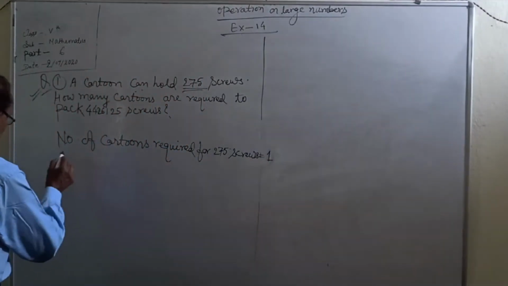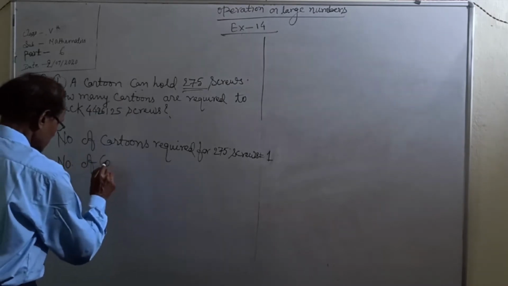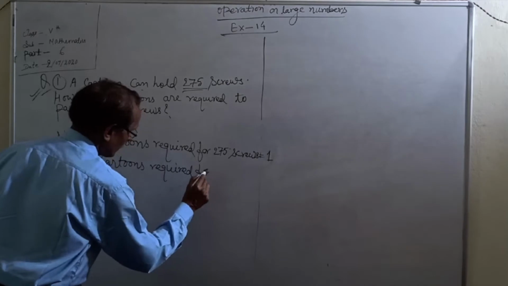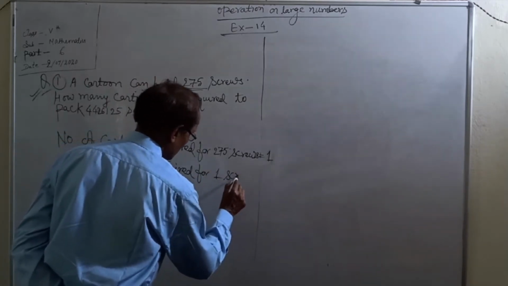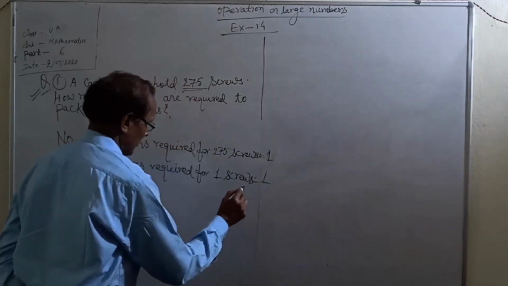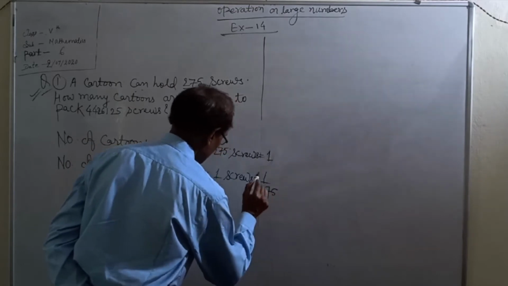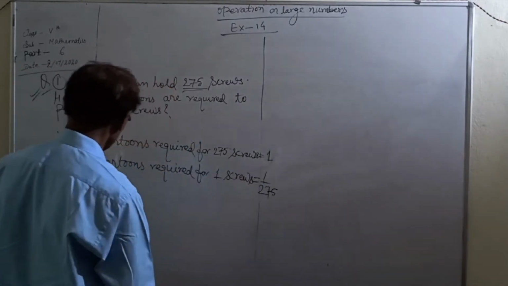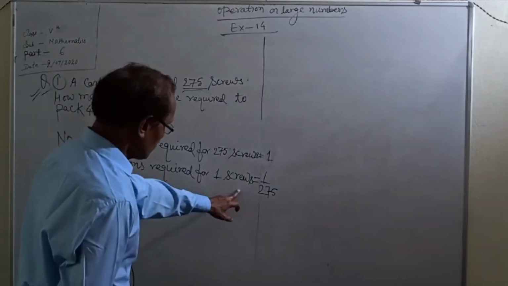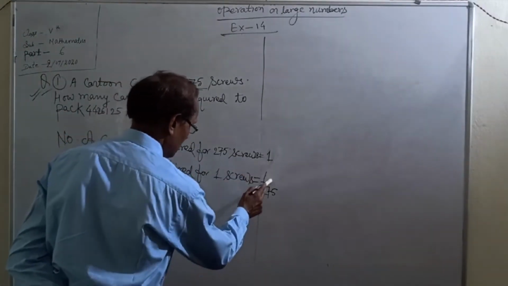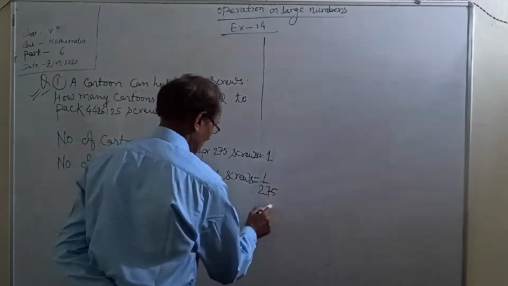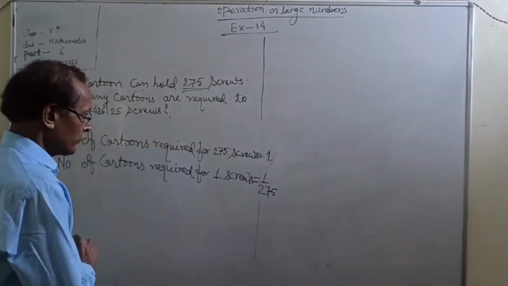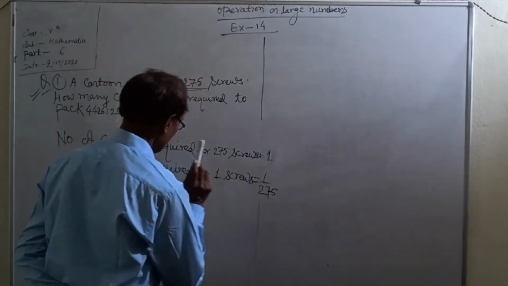Again repeat the same statement. Number of cartons required for 275 SKUs is equal to 1. Is it right? Now number of cartons required for 1 SKU. For 1 SKU, the number of cartons will be less, and to make it less, what will we do? Divide the right side value by the left side value. So what will you get? 1 by 275.